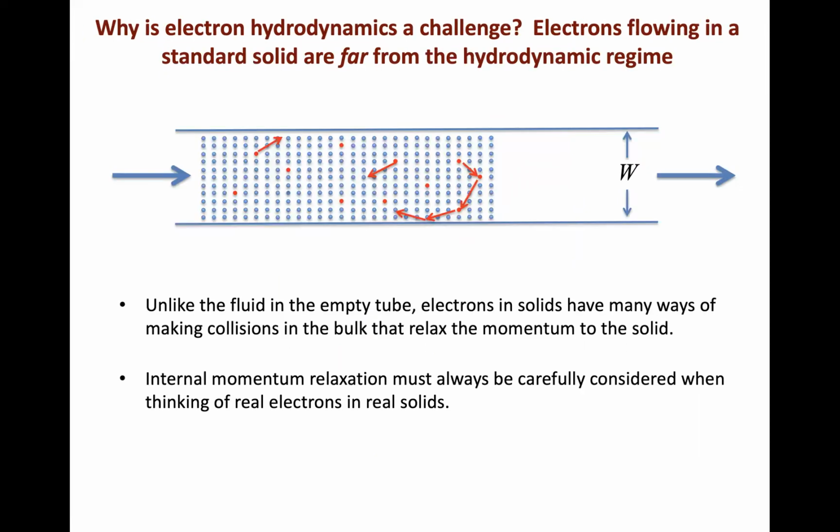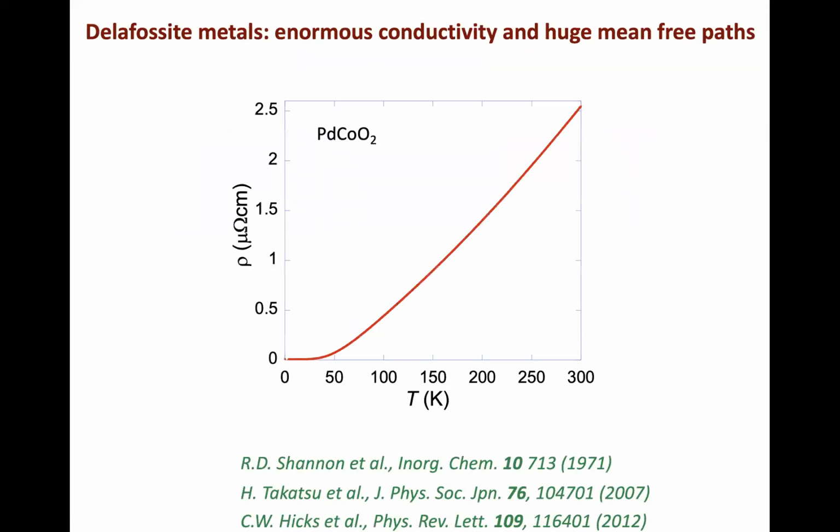So bearing that in mind and knowing a little bit about the interest in electron hydrodynamics, I thought that there might be some relevance to doing these kind of experiments in special materials called the delafossite metals. This is just the name. Delafosse was the French crystallographer who I think discovered the crystal structure of the delafossites, but they are oxides of this form. So they have a noble metal, a transition metal, and O2.